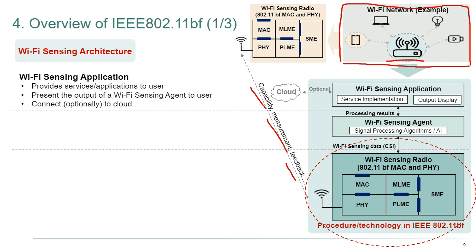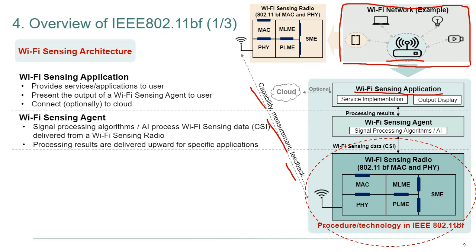In this example, we assume that the Wi-Fi sensing application is running on the AP side. If we open the AP side to see more details, we can see some different layers. The Wi-Fi sensing application layer basically provides the services and applications to the user and presents the result to the final customer, and also optionally connects to the cloud.